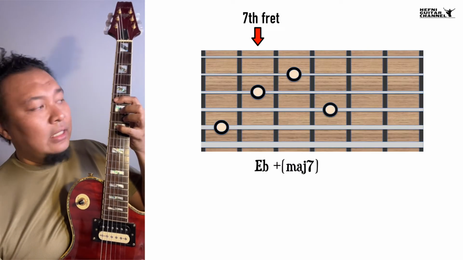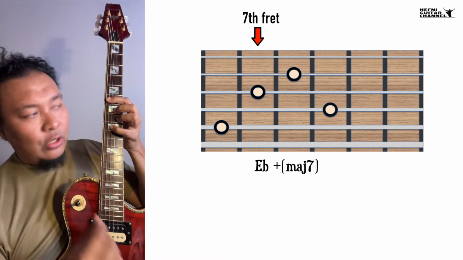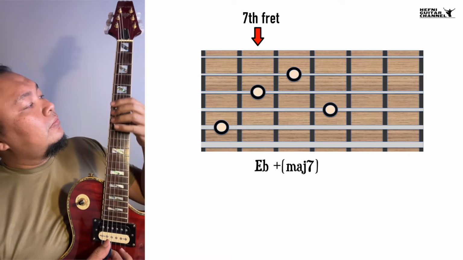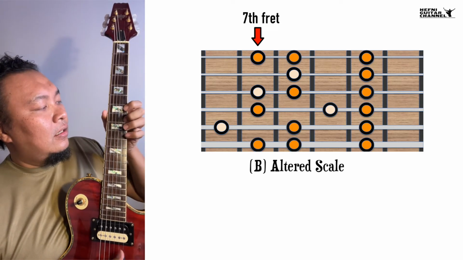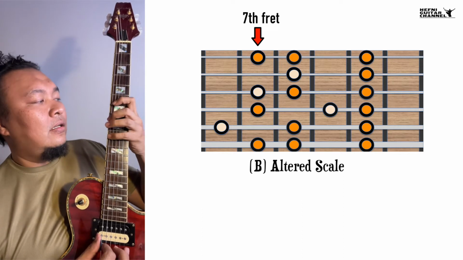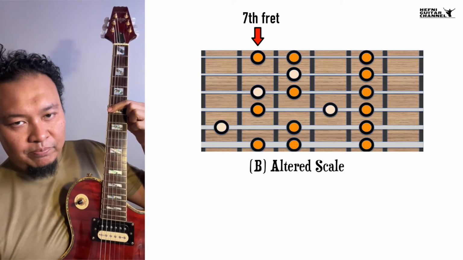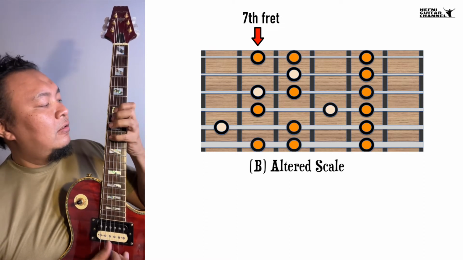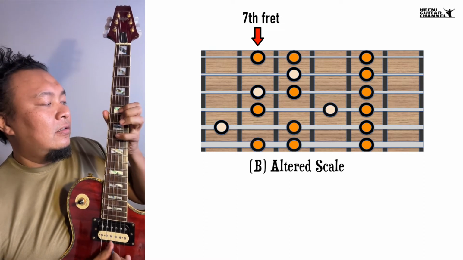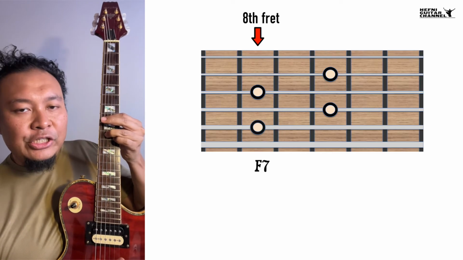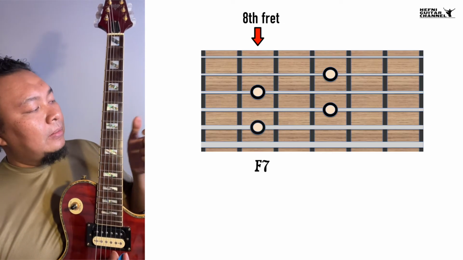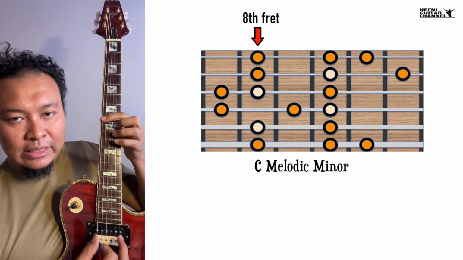E flat augmented major 7. Okay, attach itself or peg that in your mind to the B altered shape. Okay, so for the fourth chord F7, attach it to your C melodic minor at this position on the 8th fret.